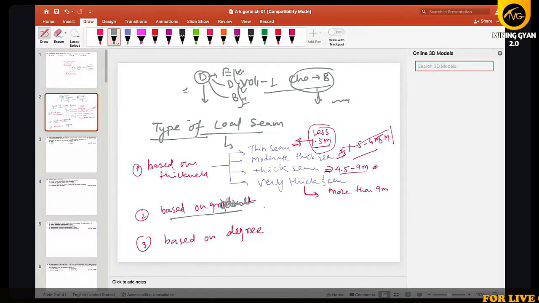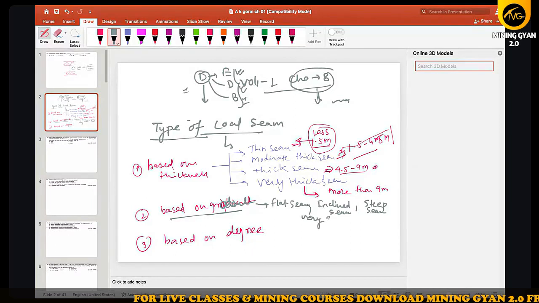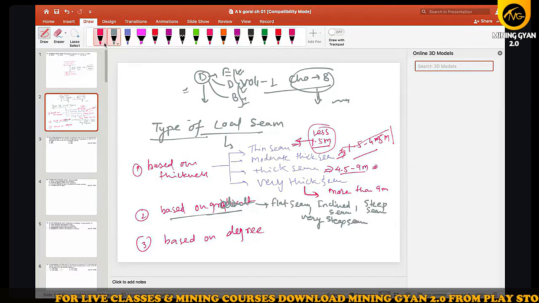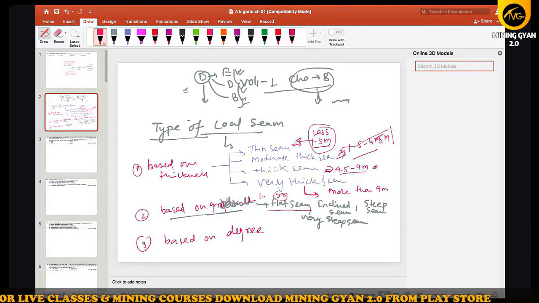बेस्ड ऑन द ग्रेडियंट पहला तो होता है फ्लैट सीम, फिर होता है इंक्लाइंड सीम, एक होता है स्टीप सीम, और एक होता है वेरी स्टीप सीम. सो फ्लैट सीम मीन्स द डिग्री gradient should be less than 5 degree.